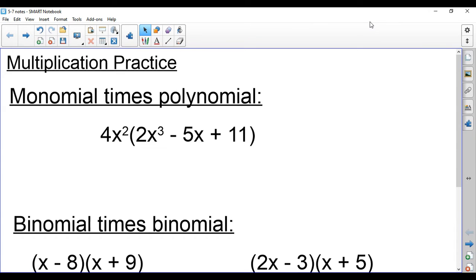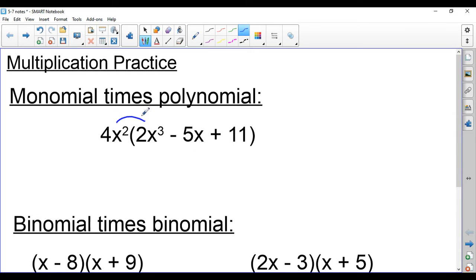Today we're going to do a bunch of practice with multiplication of polynomials, and I'm going to do one example of each type before you get started. The first type of multiplication that we did was when we have a monomial times any polynomial: a monomial on the outside with one term and any number of terms on the inside.